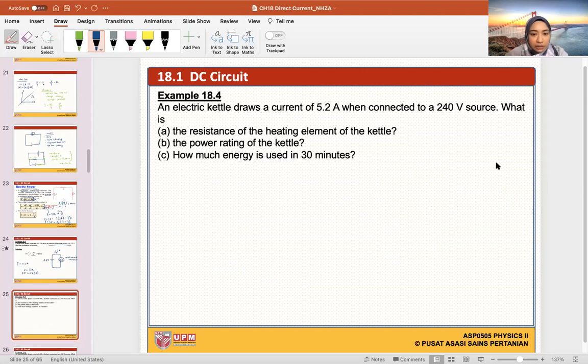Okay, moving on. An electric kettle draws a current of 5.2 amperes when connected to a 240 volt source. What is the resistance of the heating element of the kettle? So the heating element is the same as the bulb. The function is to provide heat, right? So the function is not to be a resistor, but it has resistance. So we can calculate that using Ohm's law. V equals IR. V is 240. I is 5.2. So we can calculate for the R. That is just 240 divided by 5.2. Oh, I wish our brain was equipped with a calculator, because it's just a waste of time.